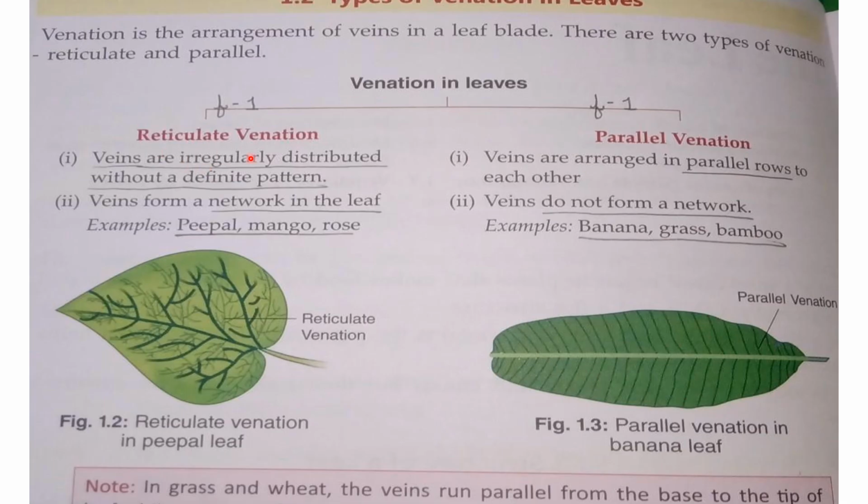On the other hand, in reticulate venation, we can find a network in the leaf veins. They form a network, so they are irregularly distributed. They don't have a definite pattern. They are not in a particular pattern.